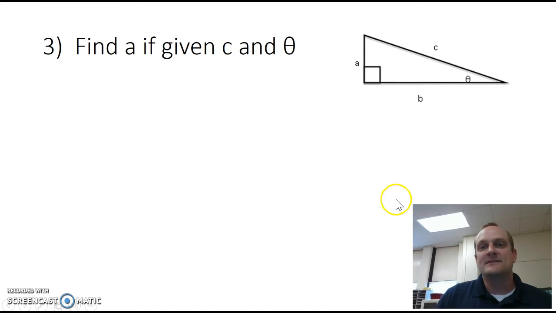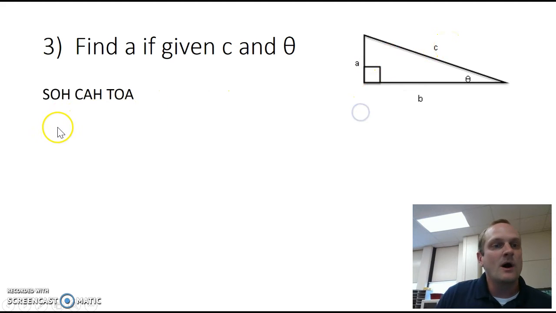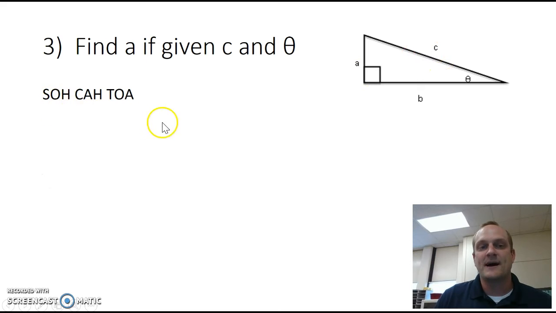Find A if given C and theta. So A is over here. A is the opposite side, right? Here's the angle theta. A is all the way across the triangle from it. That's the opposite side. And C is the hypotenuse. Okay, so I'm going to look at SOHCAHTOA. That'll tell me if I need sine, cosine, or tangent. In this case, I'm looking at the opposite side and the hypotenuse. Opposite and hypotenuse go along with the sine function. So sine theta equals A over C, where A is the opposite and C is the hypotenuse.